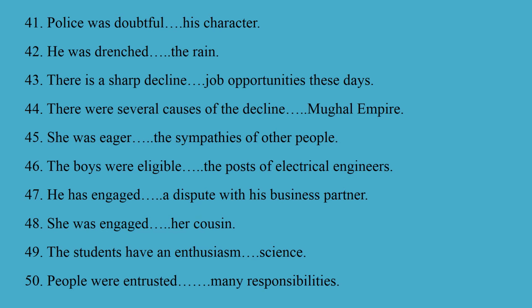She was engaged with her cousin. Now it has a different meaning. She was engaged with her cousin means she has some particular agreement to marry her cousin. She was engaged with her cousin. Next is the students have an enthusiasm for science. And next one, people were entrusted with many responsibilities. Entrusted with, to give someone some task or some duty. So entrusted with many responsibilities.